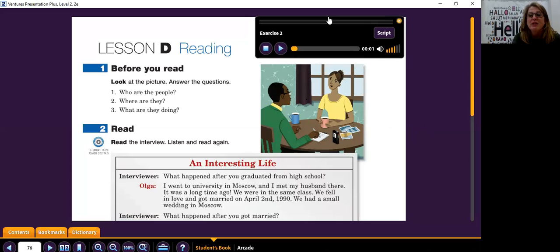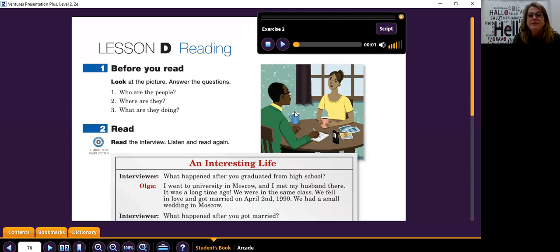So here we go. We've got a picture of Olga, and this would be the interviewer. It's a person who is sitting there having a conversation with her, and he is going to be asking her questions back and forth. He'll ask a question and she'll answer it. The questions over here say, who are the people? Where are they? And what are they doing?